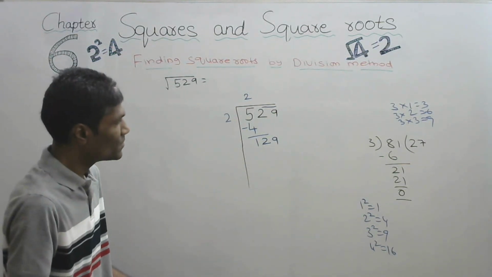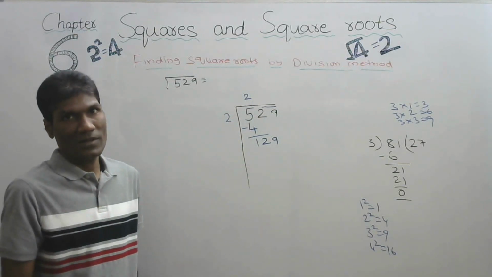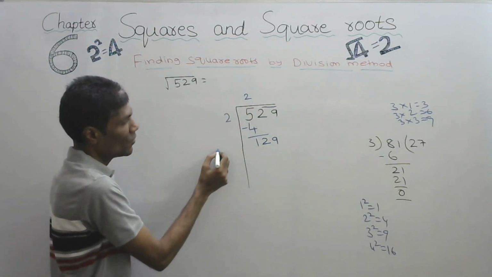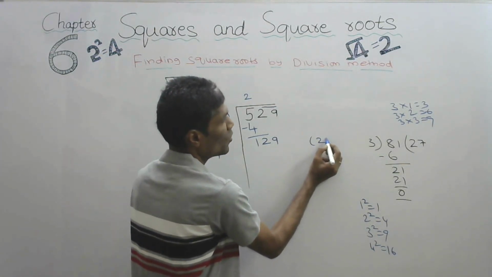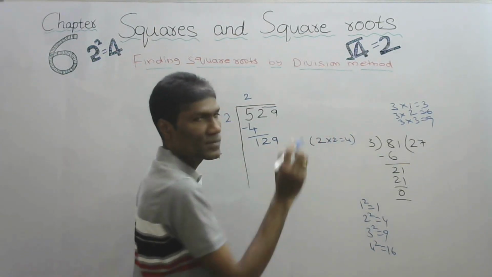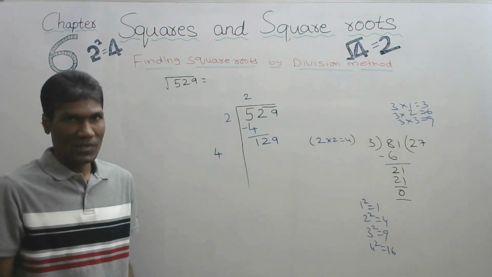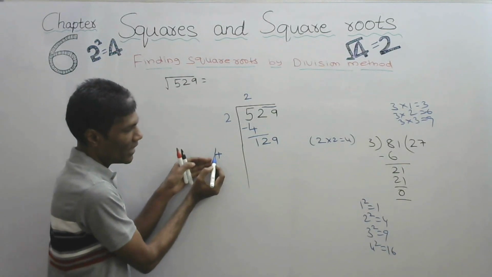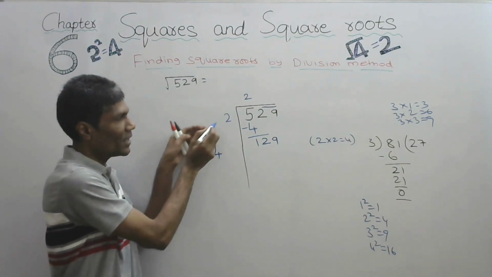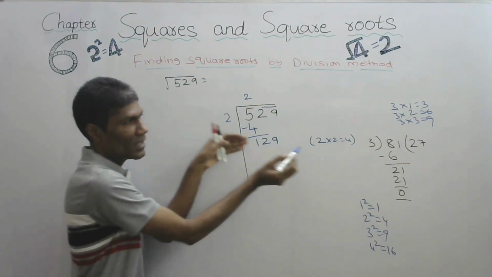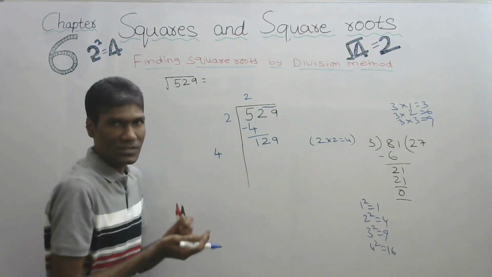What we will do is, this 2, we double it. 2 twos are 4. Why have we taken 2 into 2 equal to 4? Just we will double this. Now the same process. In this table we have to search for this number. In this table we are searching now.